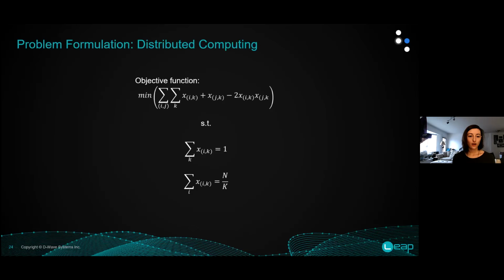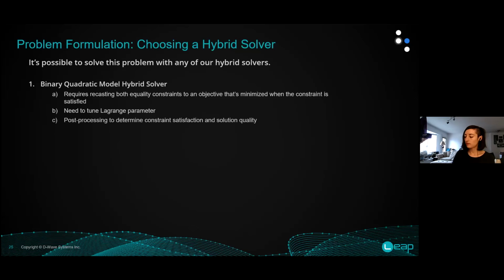All right, so now we have our fully formulated problem. So we have an objective function here, and we have 2 constraints. So now that we have our fully formulated problem, we have to choose which hybrid solver to use to solve it. I'm going to go through the pros and cons for choosing each of the 3 hybrid solvers, so you can see why we arrive at the choice that we arrive at.